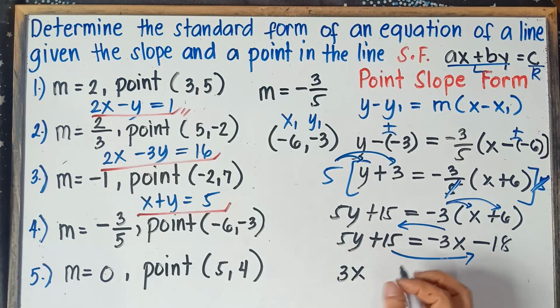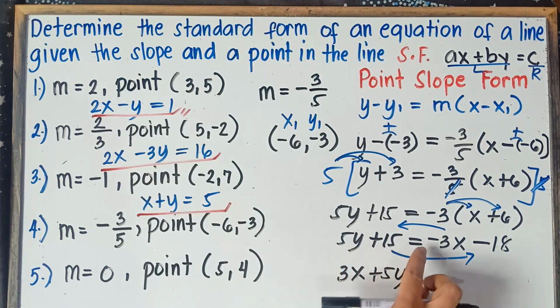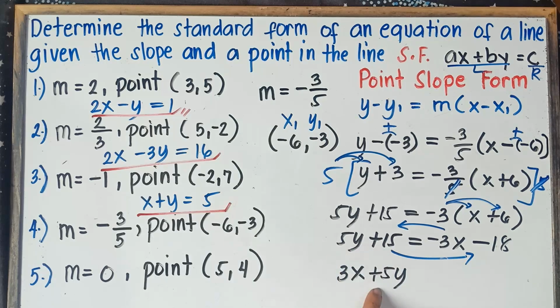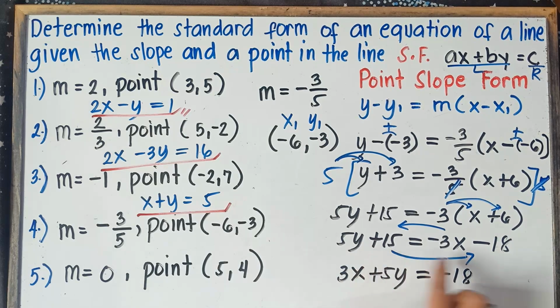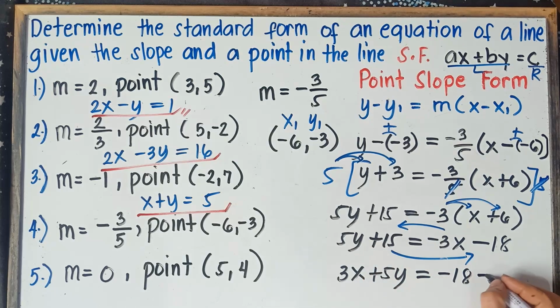Simply copy positive 5y. Do not change the sign of y because 5y is still on the left side of the equal sign. So simply copy positive 5y. Copy equal sign. Copy negative 18. We transpose 15 from left to right. This is positive. It will become negative 15.